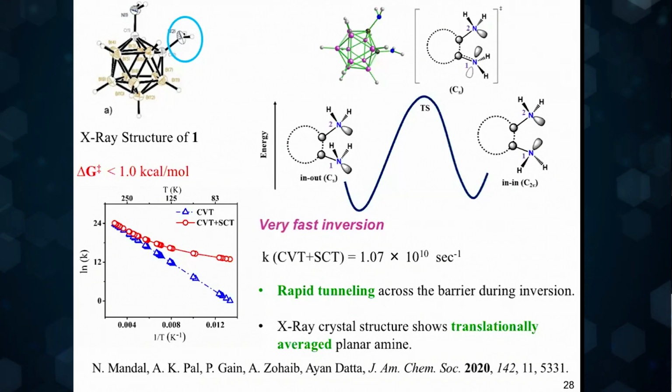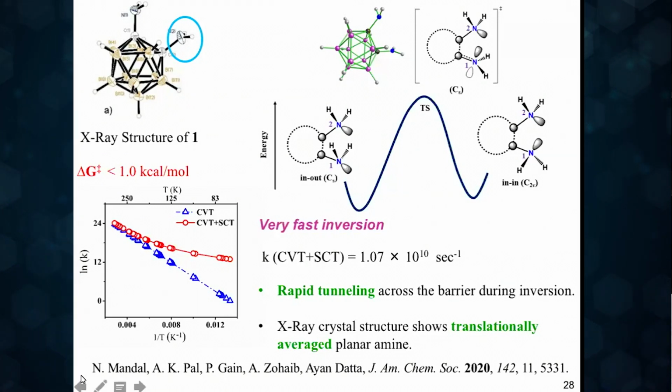Long back in 1955, Hammond gave us a very qualitative picture to guess the structure of a transition state. That is one of the reasons it is one of the most cited papers of JACS. Now in 2020, we are also able to see the transition state in a different way. We are able to see the crystal structure of a transition state. We can see a planar-like transition state structure.